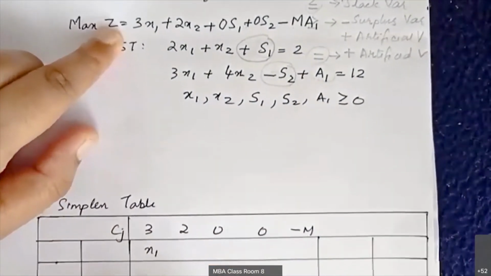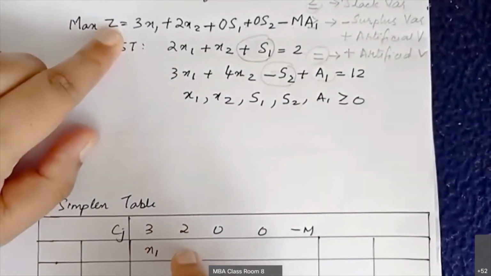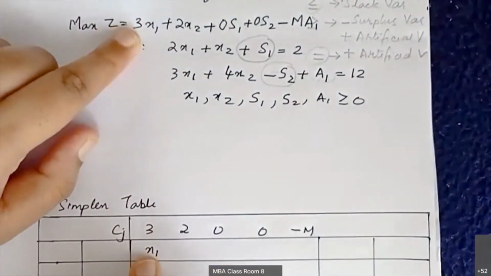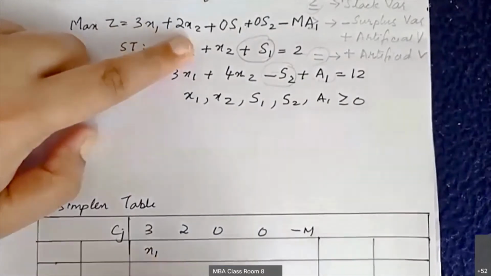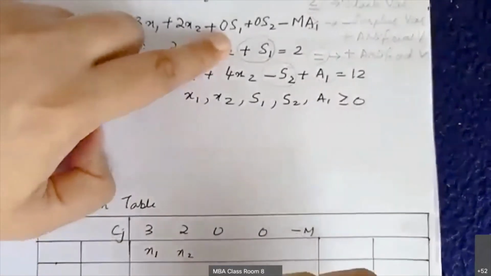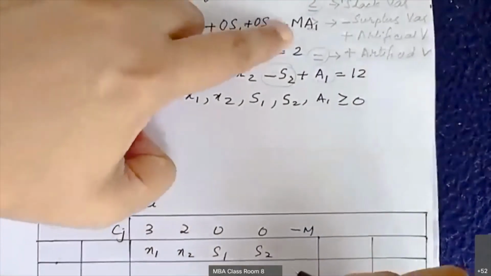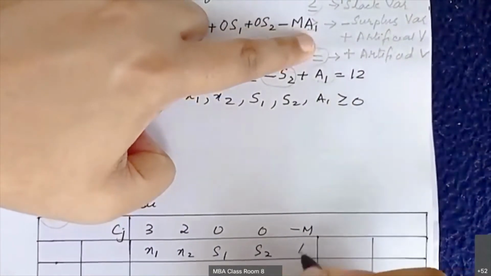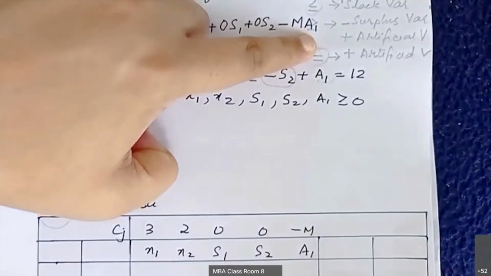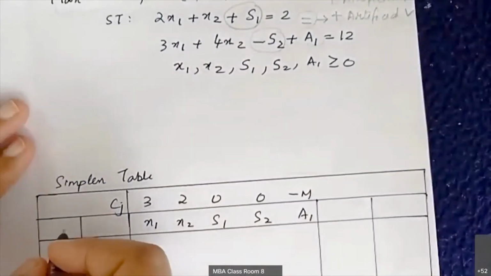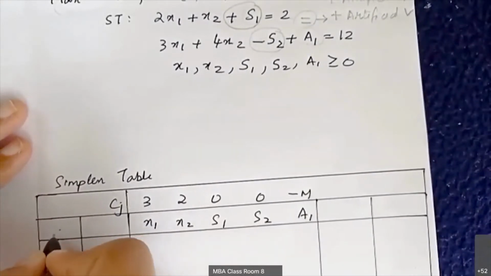Next, we have to write the variables corresponding to these coefficients. 3, we have x1, so just below 3, I have written an x1. 2 is x2. 0 is corresponding to S1. This 0 is corresponding to S2. And this minus M corresponds to artificial variable A1.